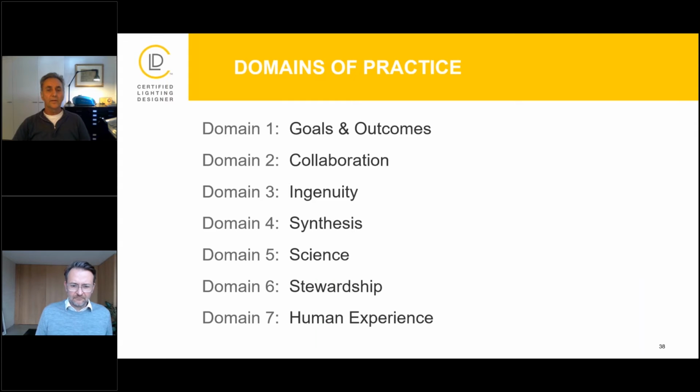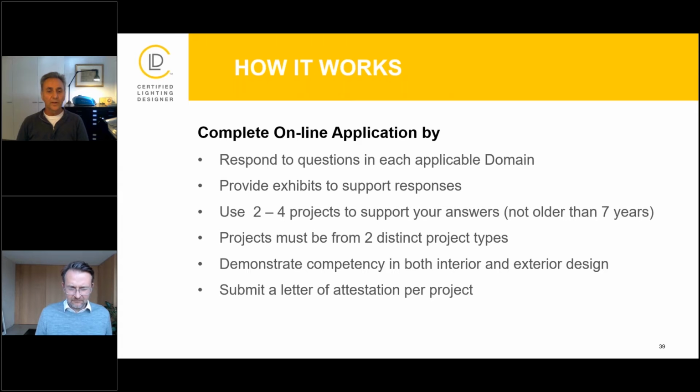Now, these are the domains here. As you can see, there are 7 of them, and I'm not going to go through all of them, but they are all pretty self-explanatory. You have to demonstrate that you delivered the outcome or the goal that you promised your clients. Domain 2 is where you have to show that you collaborated, etc. They provide a standard for measuring the performance of CLD candidates, and applicants have to answer questions and show examples of their work against each domain.